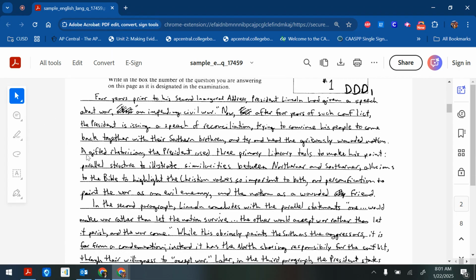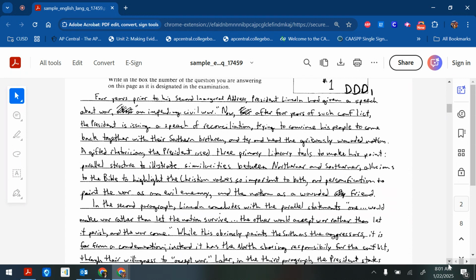Let's continue. A gifted rhetorician, the president used three primary literary tools to make his point. Parallel structure to illustrate similarities between northerner and southerner. Allusions to the Bible to highlight the Christian values so important to both. And personification to paint the war as an evil enemy and the nation as a wounded friend. So within the first paragraph, he's answered the purpose and he's answered the three predominant rhetorical strategies or rhetorical choices used by Lincoln to achieve that purpose.